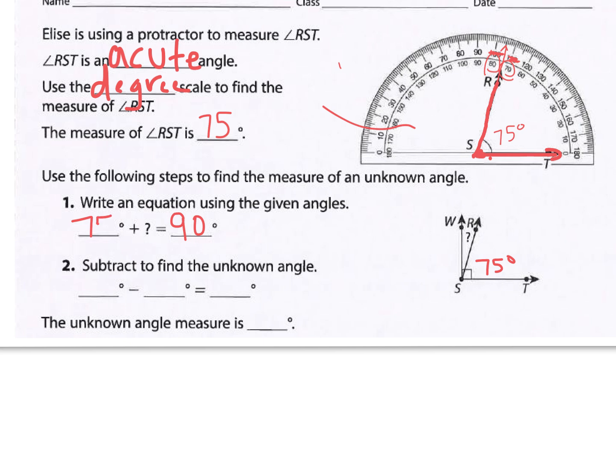So 75 degrees plus something equals 90. Well, now we're just going to subtract it. 90 minus 75 equals 15 degrees. So this unknown angle, this right here, this question mark, that is 15 degrees.